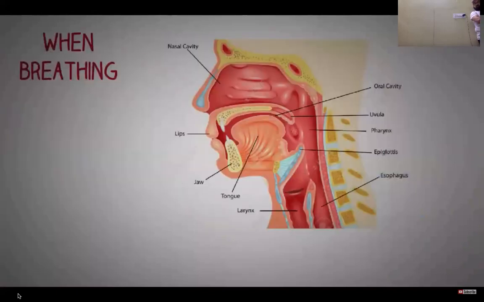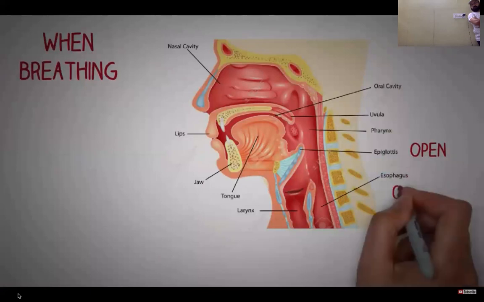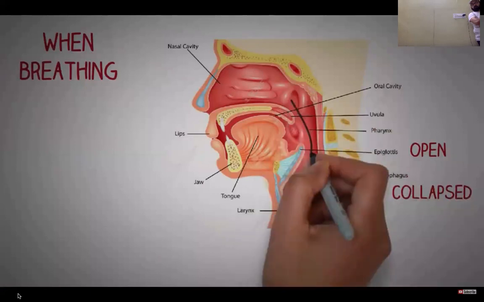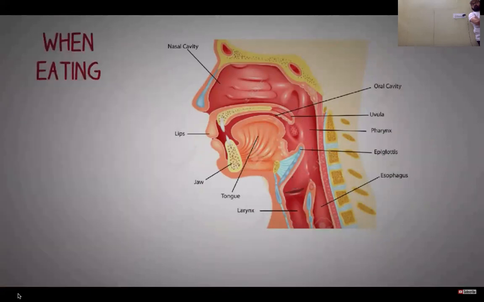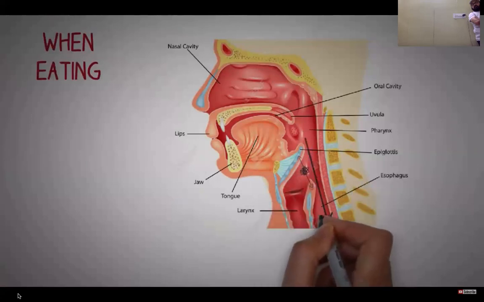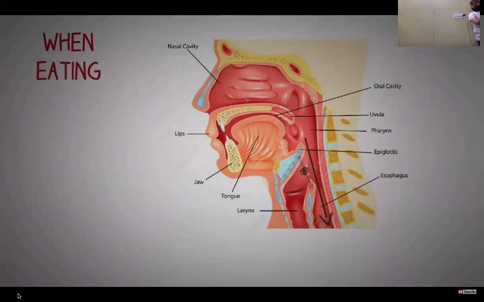When we are breathing, the epiglottis is open like it is in this situation. The esophagus is collapsed and the air passes forward into the larynx. When we eat, the larynx opening is closed, and this prevents the food from entering into the respiratory tract, and it is passed down into the esophagus instead.